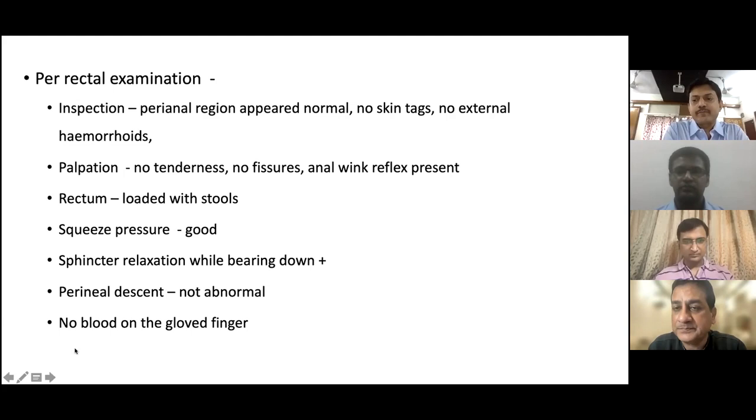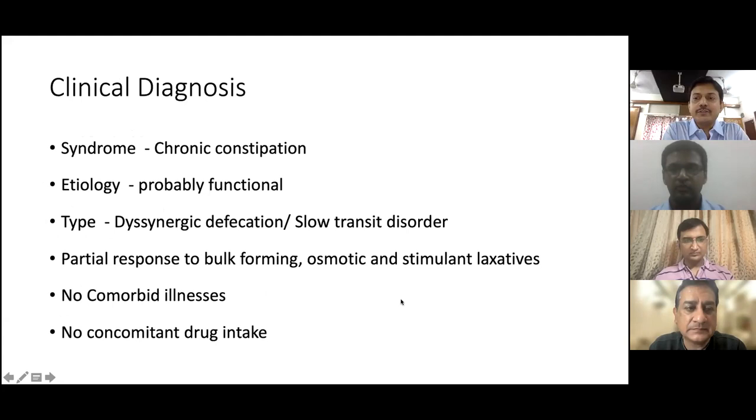So what I think is clear so far from the discussion of history and examination is that, while we see constipation commonly, there are so many points to evaluate in a patient who comes to us with constipation. There are a lot of elements in history to be covered. Then examination, especially rectal examination, is so important.